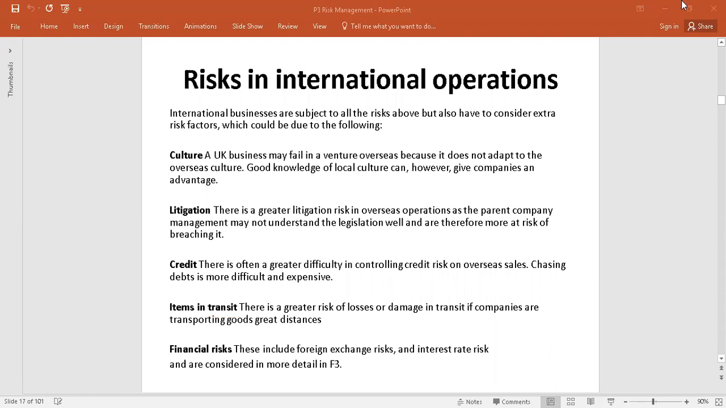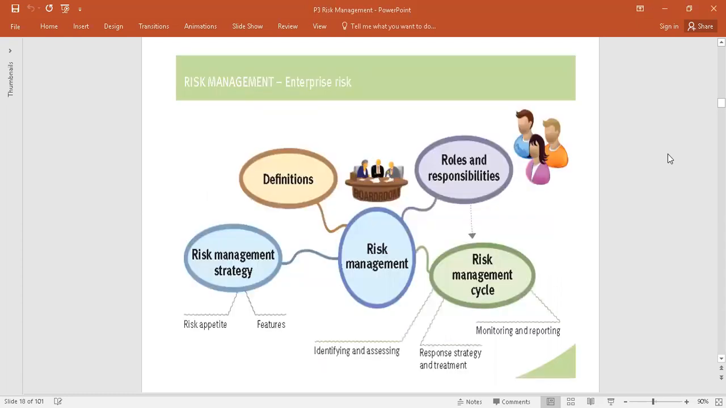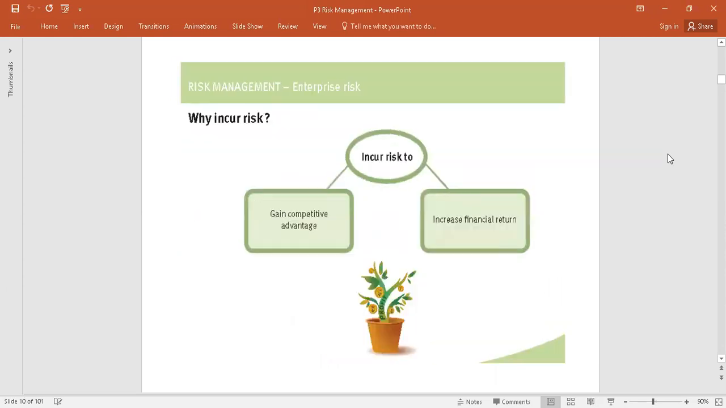Financial risks include foreign exchange risk and interest rate risk. We will be looking into that section, where we will be learning about financial risk and the strategies to deal with financial risk. I know it is boring, but extensively we have looked into different types of risk.